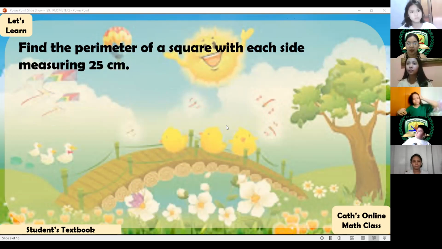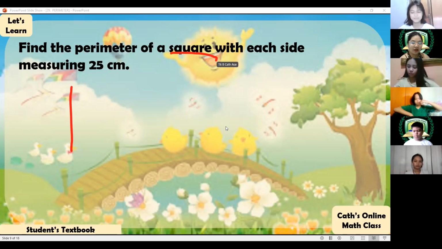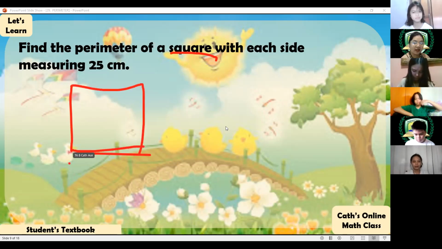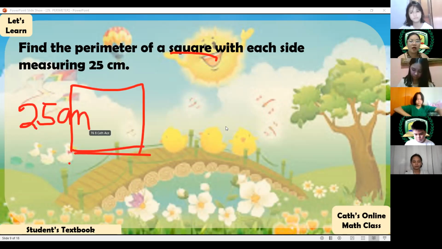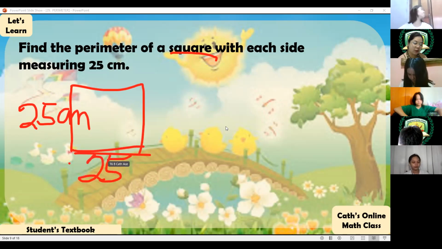Okay, sige nga, ito. Find the perimeter of a square with each side measuring 25 cm. What is a square again? 4 sides and 4 angles. Okay, so 4 congruent sides. So what would be the perimeter? 100 centimeters. Iniisip ko ma'am triangle. Hindi tinitingnan. Ito ay square. So pag sinabi mong square at ang isa ay 25 centimeters, what are the sides of the others? 25. Lahat yan, 25 yan.